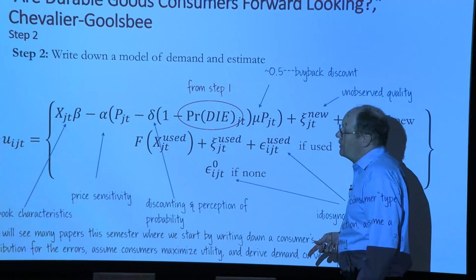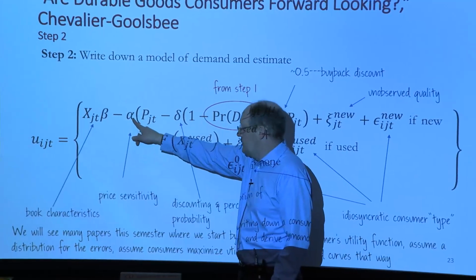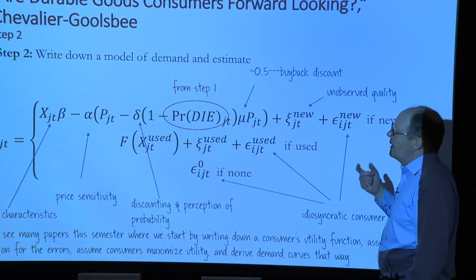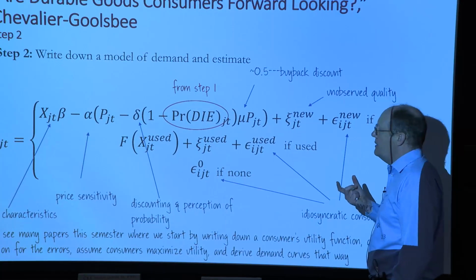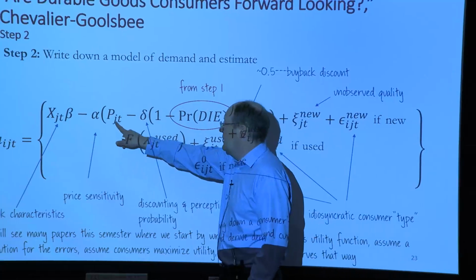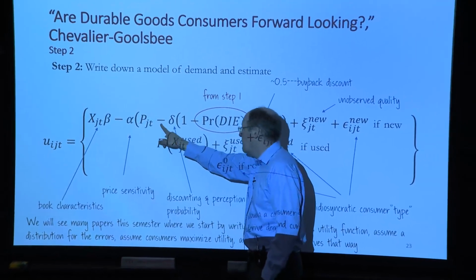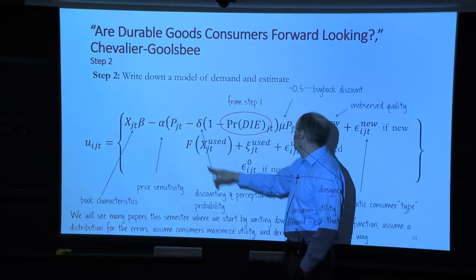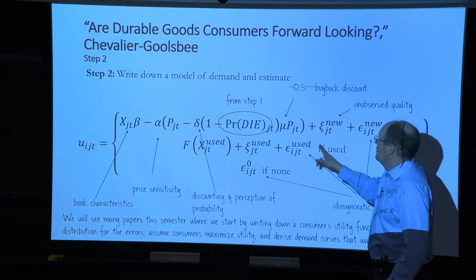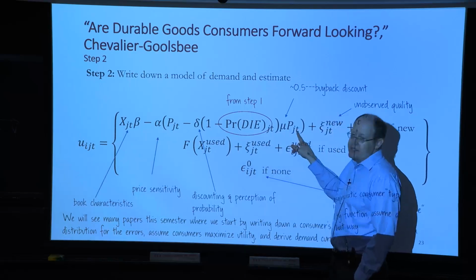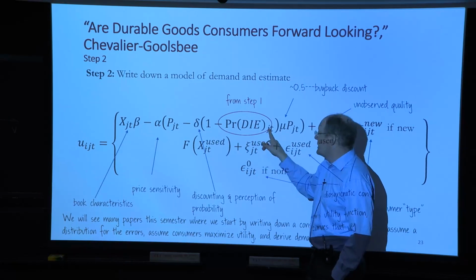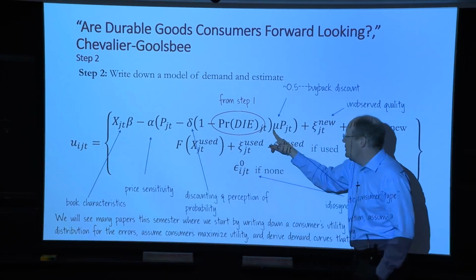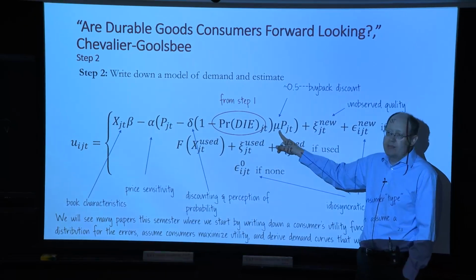Then there's a disutility of paying for the book. So alpha is your price sensitivity, and we multiply alpha by the net price that you would pay. The net price is the full price minus a discount that you apply to money that's going to come to you in the future, times the money you expect to get back when you resell the book. So if the book doesn't die, I can sell it back, and when I sell it back, I get mu times PJT, where mu is maybe 50%.